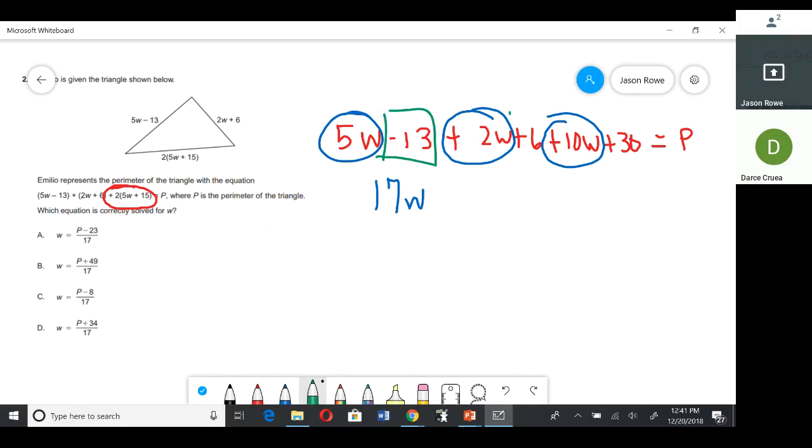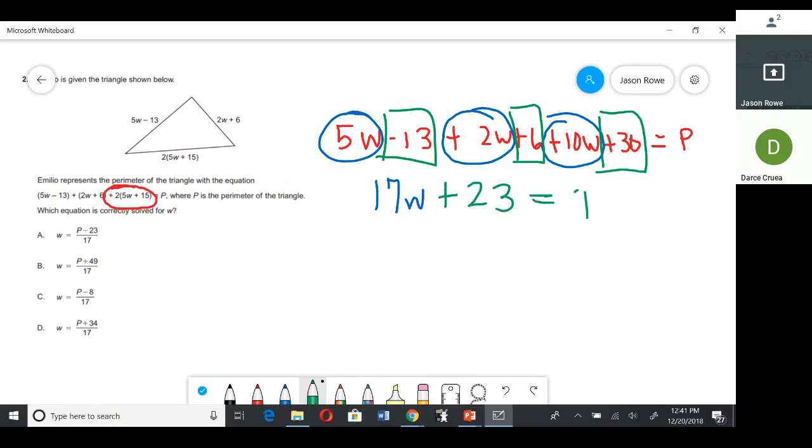We've got a negative 13. That was 5w minus 13. When we combine everything, we have to take the sign in front of the term with it. So that minus 13 becomes negative when we're combining our constants. Negative 13 plus 6 is negative 7 plus 30 is plus 23.